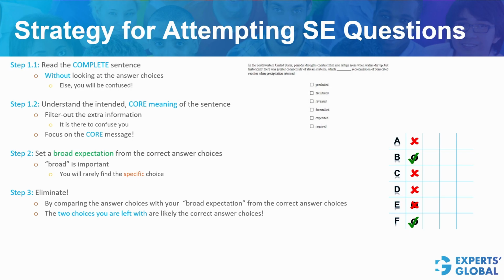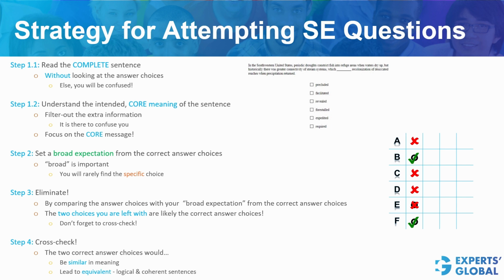And as always, do not forget to cross-check. How to cross-check? The 2 correct answer choices would be similar in meaning, and when you put these choices into the blank, you would get 2 sentences which would be logical and coherent while being equivalent in meaning.